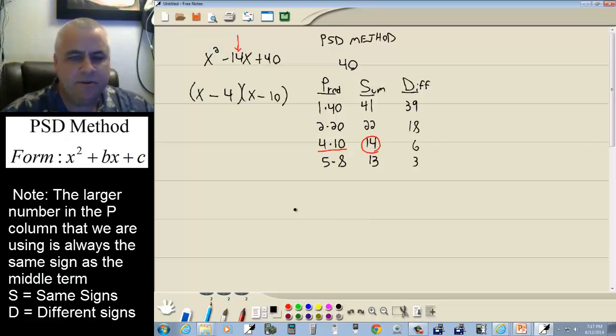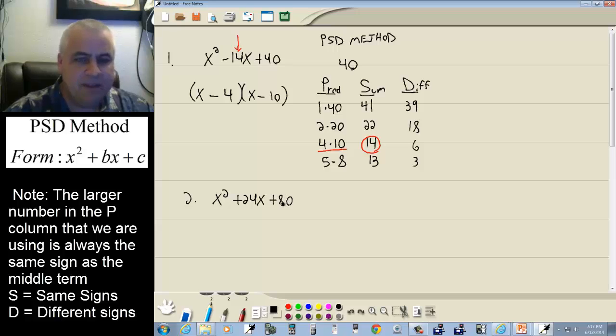Let's take a look at another one of those. That was our first problem. Our second problem, we got x squared plus 24x plus 80. And it's again the PSD method, because we got x squared, x, no x, and there's no number in front of our x squared. With the PSD method, we take the number at the end, ignoring signs, so we take the 80, and we'll come up with our three columns.